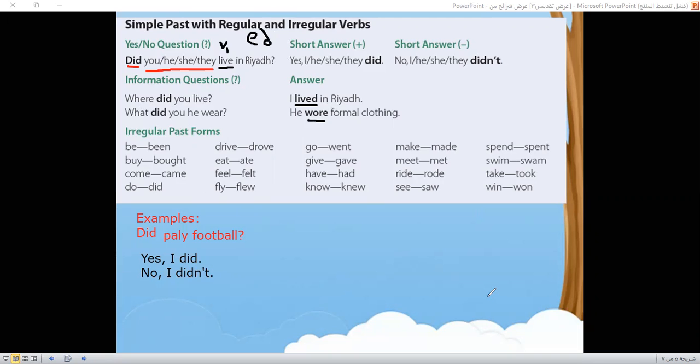Clear, Thalith? Yes. Okay. Thank you for answering. Pay attention here. I need you to remember that those verbs are very important. In the exam, I might bring one of them. Those are the irregular past forms of some of the verbs. So be, been, buy, bought, come, came. You have go, went, fly, flew, see, saw, meet, met. I need you to remember those verbs.